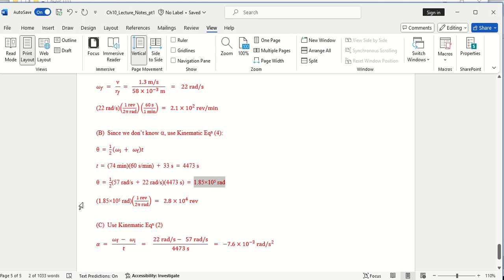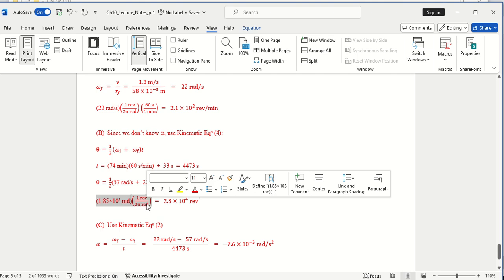Convert that to revolutions. And here's the conversion. There's 1 rev per 2 pi radians. Remember, 2 pi is a complete circle, i.e. 1 revolution. And you get 2.8 times 10 to the 4th revolutions.